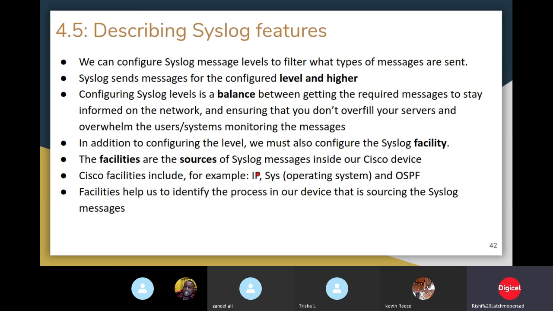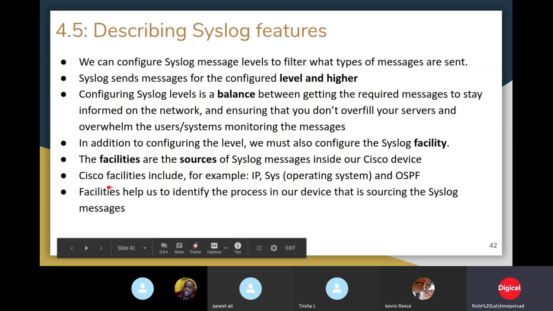So we have IP, which is just general level 3 stuff, but we also have OSPF, which is a specific protocol. So if you see a message coming from OSPF, we know it is something specific to OSPF and it's not system level information. It won't be something like temperature. We expect an OSPF message to be something like neighbor adjacency lost, or MTU mismatch, as we had mentioned. So the facilities help us to identify the process in our device that is sourcing the SYSLOG messages.